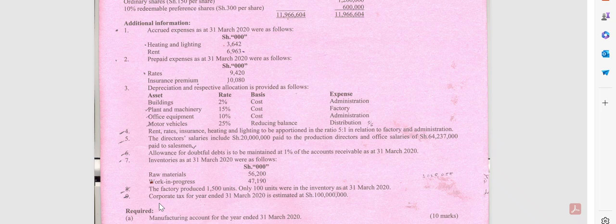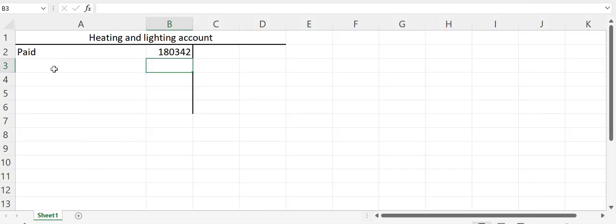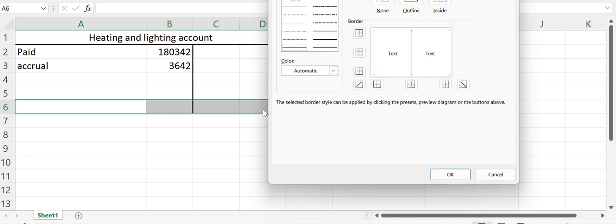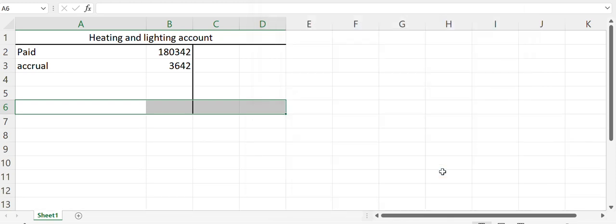So what did we say about that? You consolidate. So you have accrual. You are going to add all of them because it relates to this period. It belongs to this period. So we have 3642. Okay. We are going to balance that account shortly. Remember, we had been told that the figure we get there should be apportioned to factory and admin, in the ratio of 5:1. So we are going to come back to the balancing figure.